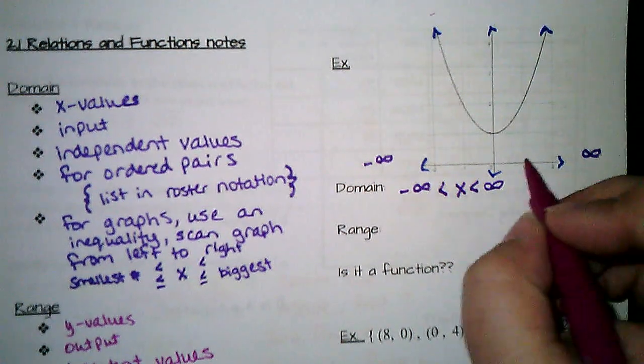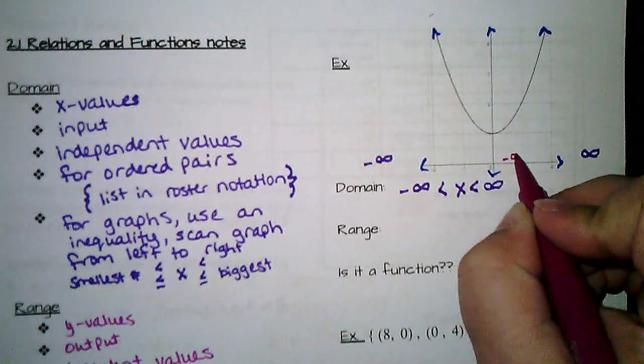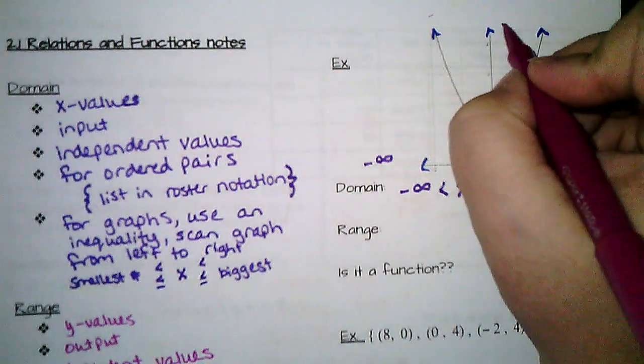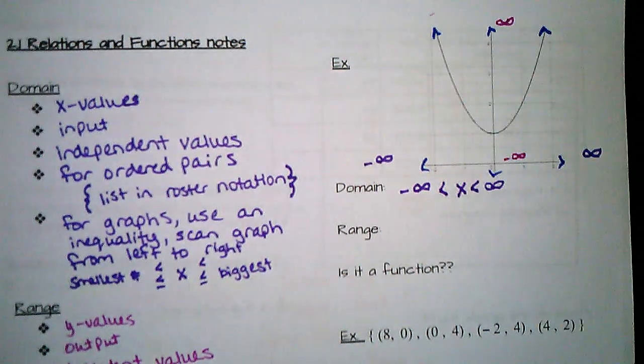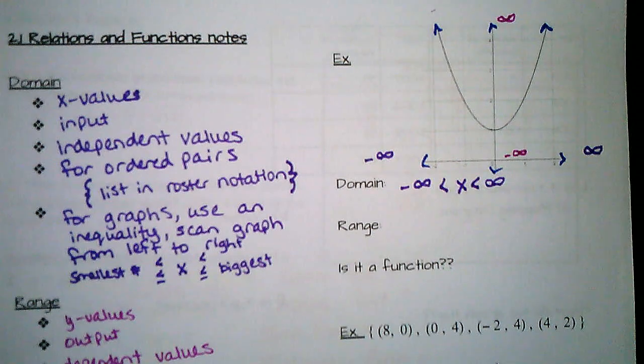Then range, we're going to scan from the bottom. And the bottom of a graph is negative infinity. The top of the graph is infinity. Oh, that's a really bad looking infinity. If you can't draw an infinity sideways, just turn your paper and make an 8.